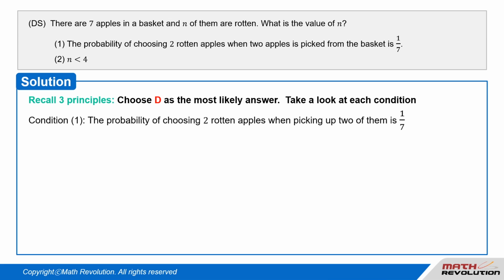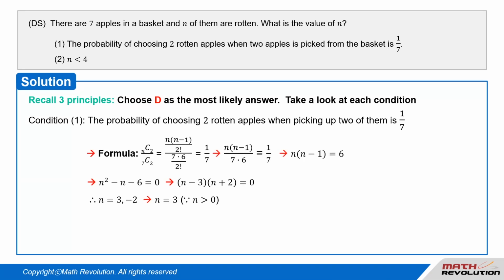Condition 1 tells us that the probability of choosing 2 rotten apples when picking up 2 of them is 1/7. Then, n choose 2 over 7 choose 2 is equal to n times n minus 1 over 2 factorial over 7 times 6 over 2 factorial, which is equal to 1/7, or n times n minus 1 over 7 times 6, which is equal to 1/7.